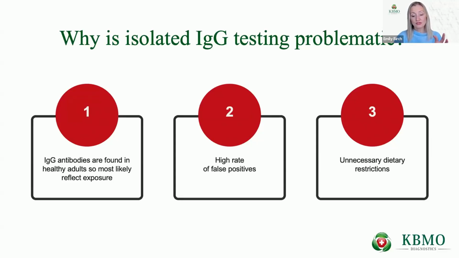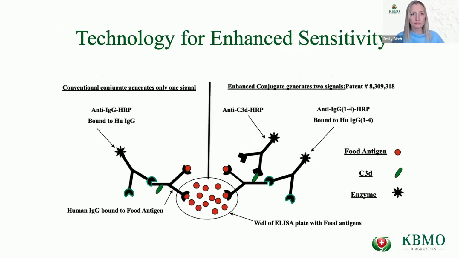So rather than just testing immune recognition, we test inflammatory response as well. And we do that by not only testing IgG 1 to 4, and this is for the food sensitivity testing, so the FIT test and the gut barrier panel both test IgG 1 to 4. We also test complement.